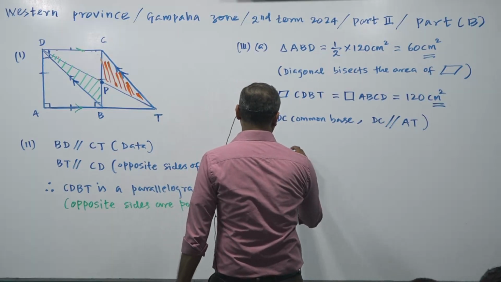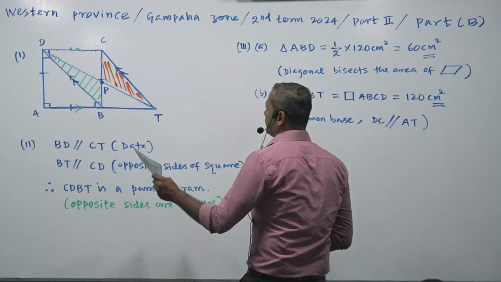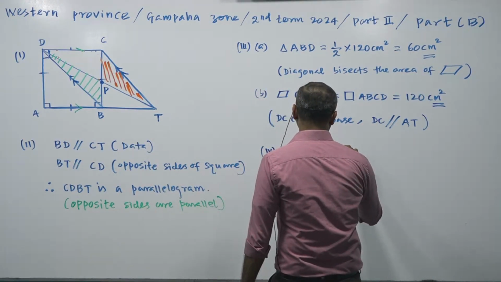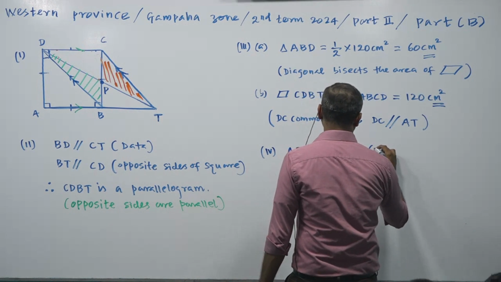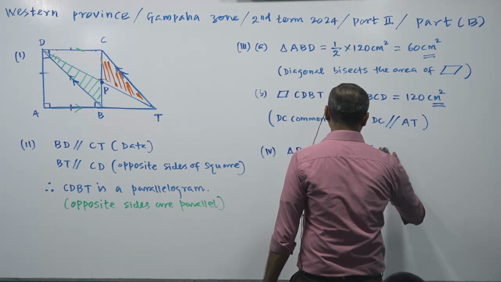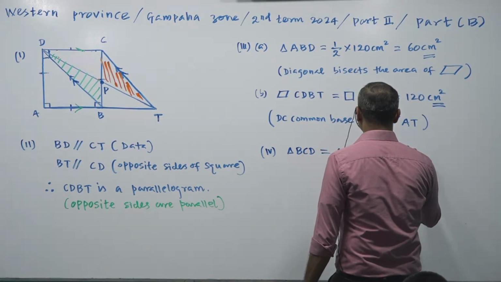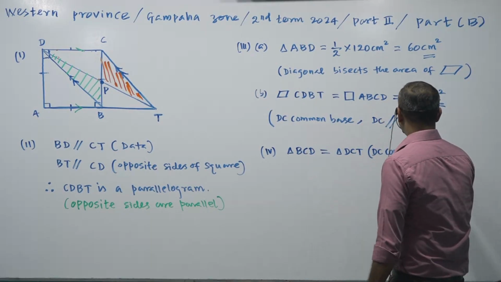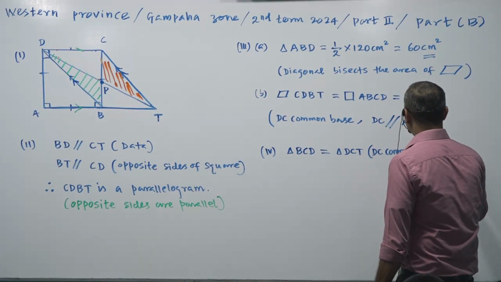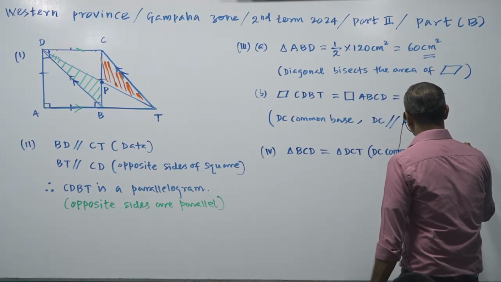Triangle BCD is equal to triangle DCT. Why? Because what is the common base? DC is the common base, and also you know DC is parallel to AT. That's why.